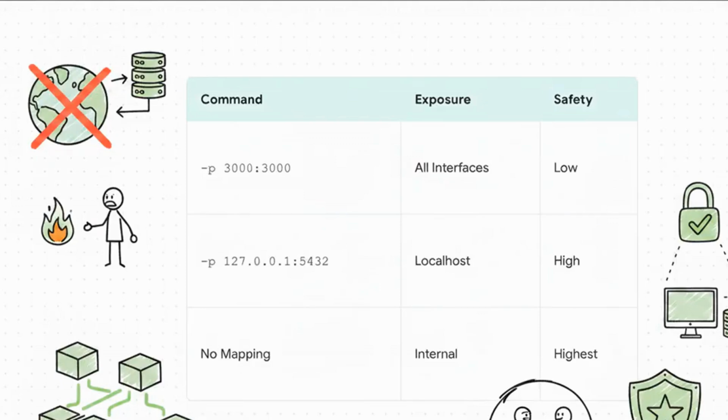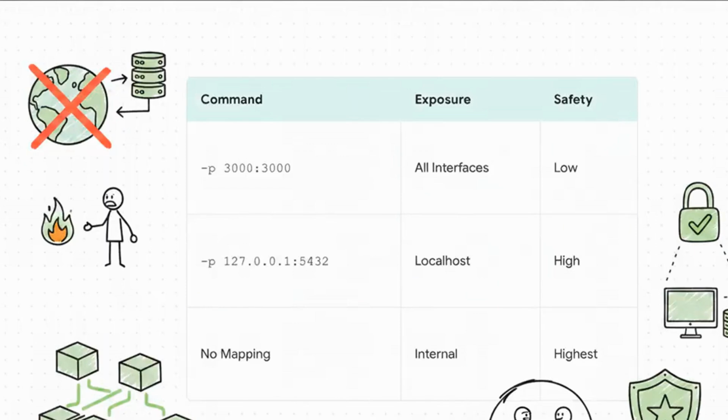Now, if you do that with an internal database, like mapping Postgres using -p 5432:5432, you have just exposed your database to the entire public internet. Honestly, in a lot of DevOps teams, mapping a database to 0.0.0.0 on a public server is literally a fireable offense. It shows up in AWS security reports every single year, causing massive headaches.